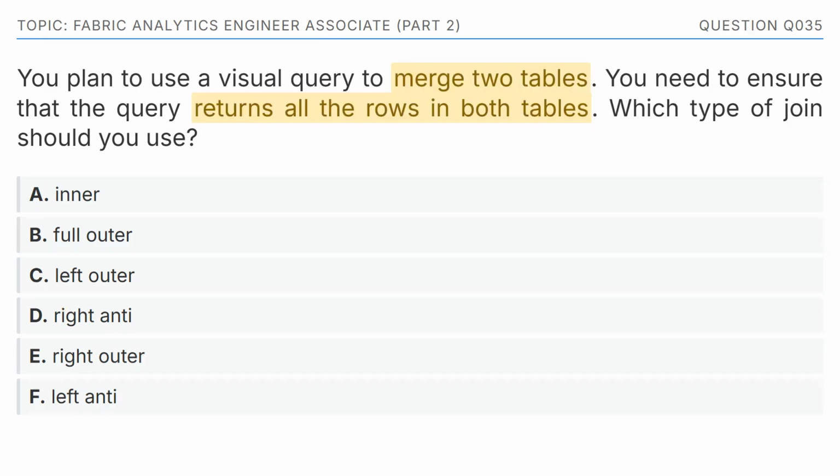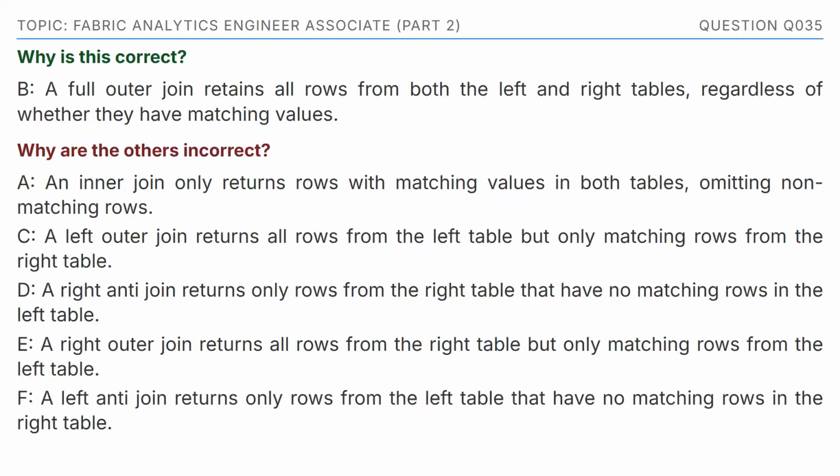To arrive at the correct answer, we focus on the keywords merge two tables, returns all the rows in both tables. The correct answer is option B, Full Outer. Why is this correct? B. A full outer join retains all rows from both the left and right tables, regardless of whether they have matching values. Why are the others incorrect?